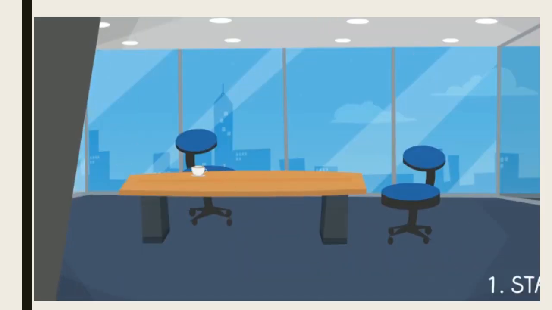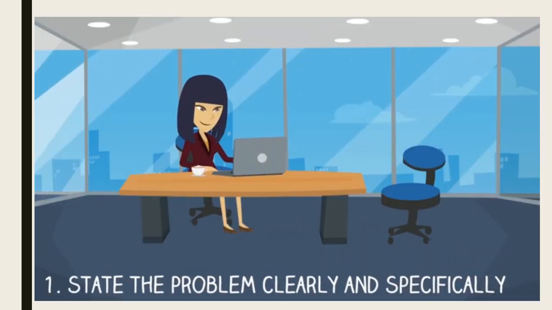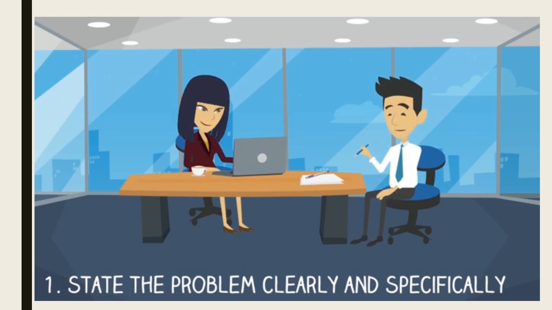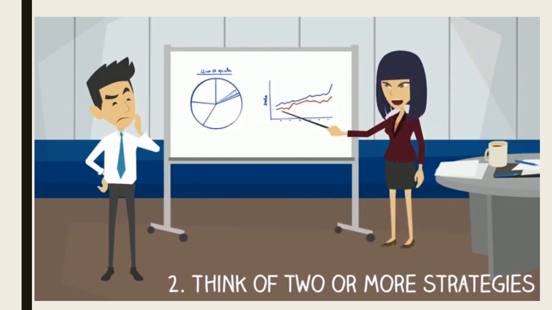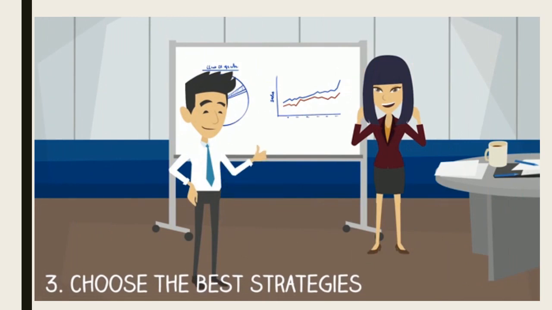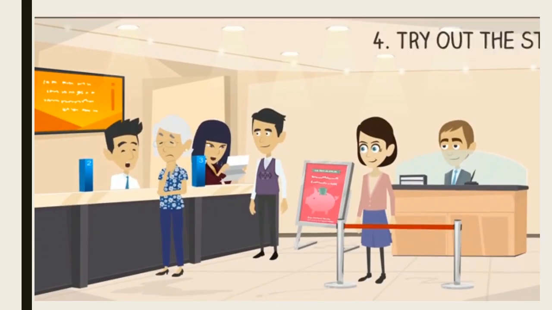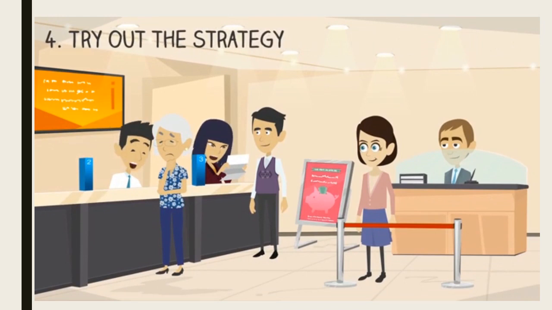Step 1: State the problem clearly and specifically. Write down how it happened, when it happened, where, etc. Step 2: Think of 2 or more strategies to find out what the root causes of the problems are. Step 3: Choose the best strategies from the ones you have mentioned in step 2. Step 4: Try out the strategy and determine if that is really the root cause of the problem.